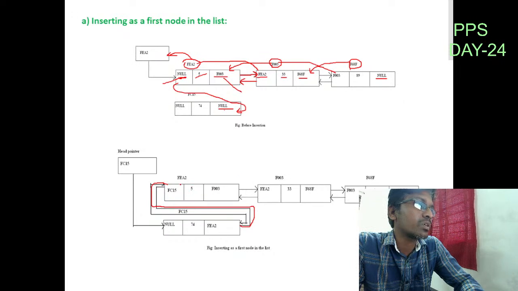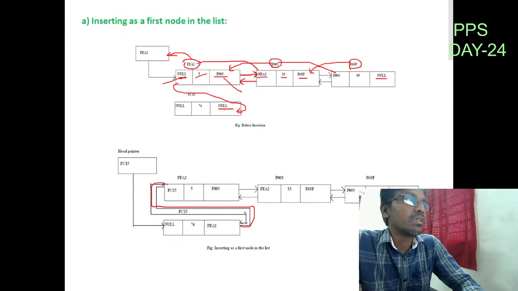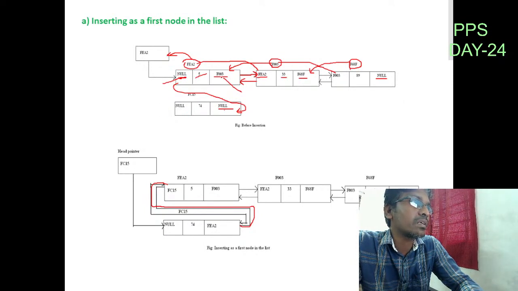So like that, we are going to insert the elements into the linked list. I hope you understand what I am saying. The double linked list contains 3 fields: the address of the previous node, the data field, and the address of the next node. So simple, these are the 3 fields.